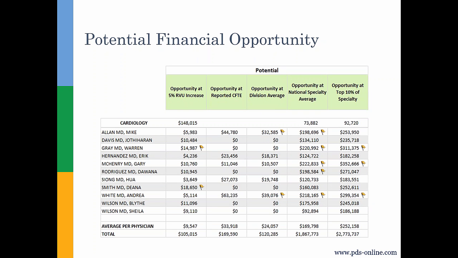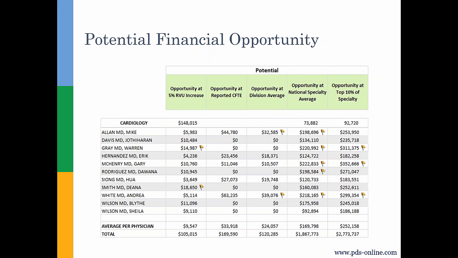levels? And so you can see here, based upon, we know their collections per work RVU, we can say, here's the financial opportunity that exists from a simple 5% RVU increase. Or here's the opportunity that exists if you were to perform at what you reported your clinical FTE to be, or if you were at the division average, or if you performed at a specialty average. And you can see right away that there are financial opportunities, or essentially a cost of doing business the way that we're doing, that these are unrealized financial opportunities that are sitting out there.